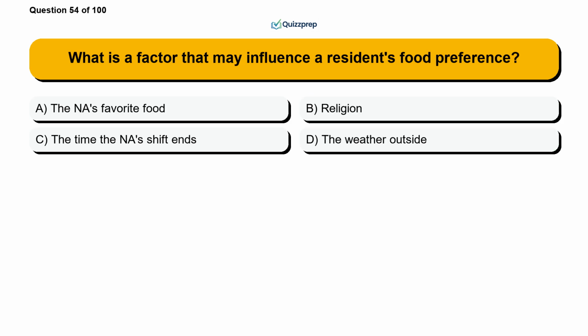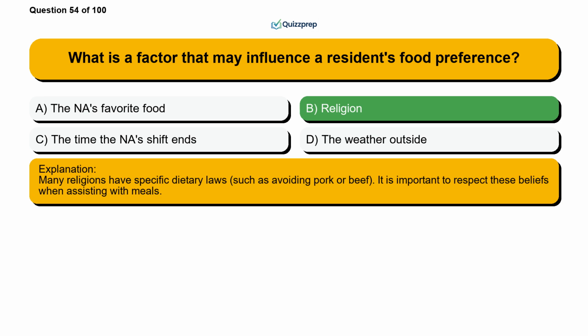Question 54. What is a factor that may influence a resident's food preference? Option A. The NA's favorite food. Option B. Religion. Option C. The time the NA's shift ends. Option D. The weather outside. The correct answer is option B. Religion. Many religions have specific dietary laws, such as avoiding pork or beef. It is important to respect these beliefs when assisting with meals.